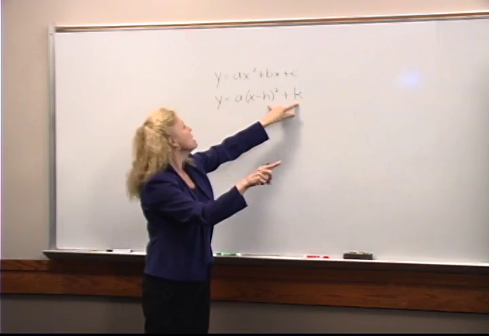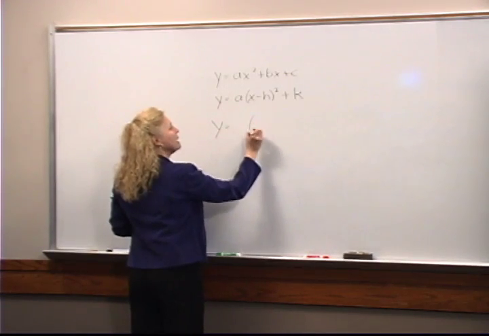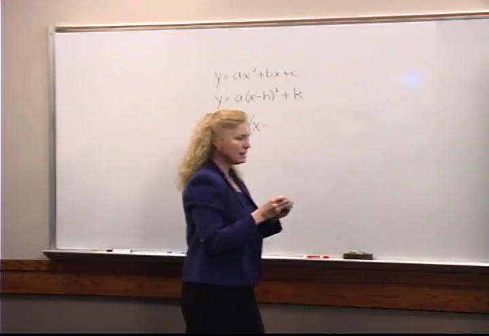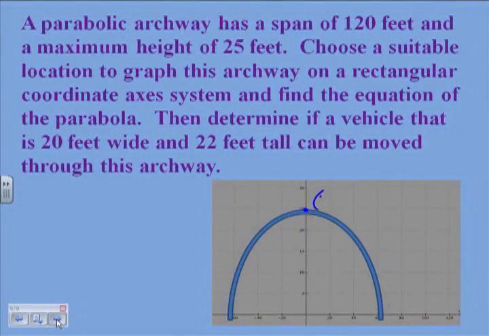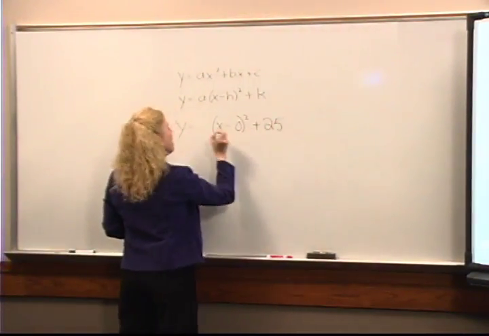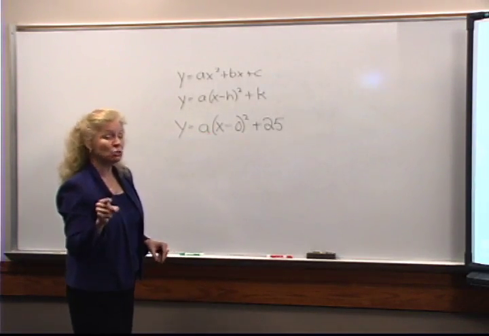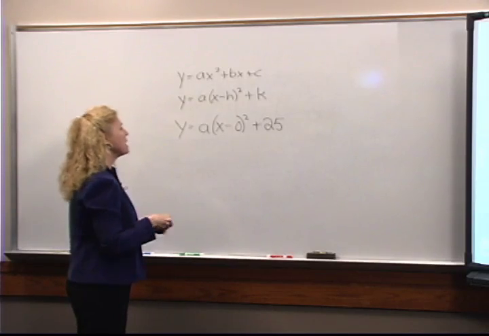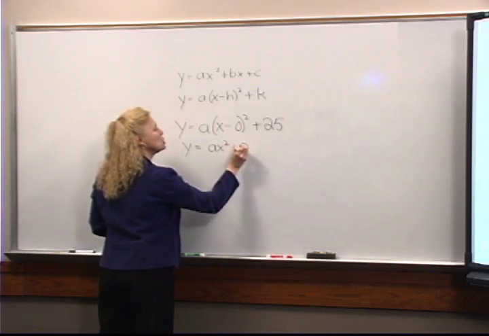That's my vertex. So I can essentially say, all right, don't know the a yet, but this is going to be x minus, and let me put this on here just so that you're all with me. This is 0, 25. That's where my vertex is sitting. So x minus 0 squared plus 25. And I have an a value. I don't know that, but I do know he's going to be negative. And I can simplify that and say y equals ax squared plus 25.